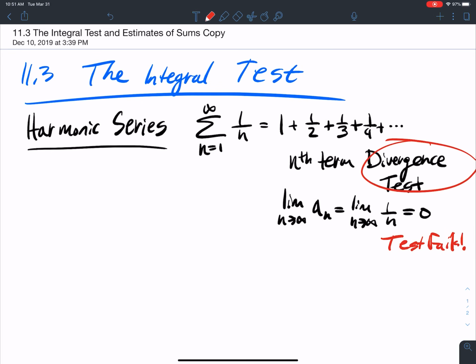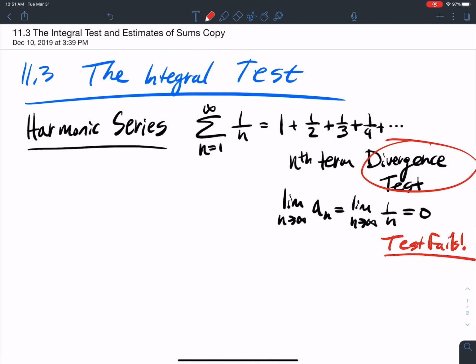The only time this test is good is if I get something that's non-zero, like maybe 10, and that means if it limits to 10, then at some point we're adding 10 an infinite amount of times, and therefore the series itself will diverge. But here it limited to 0, so we don't know. The test ends up failing for that scenario.